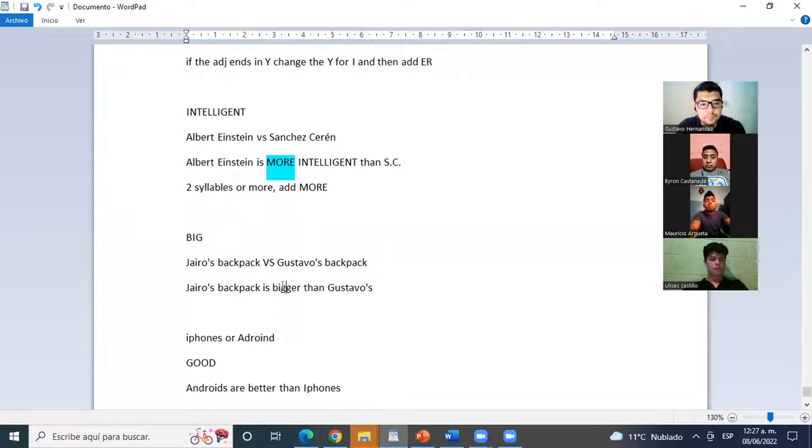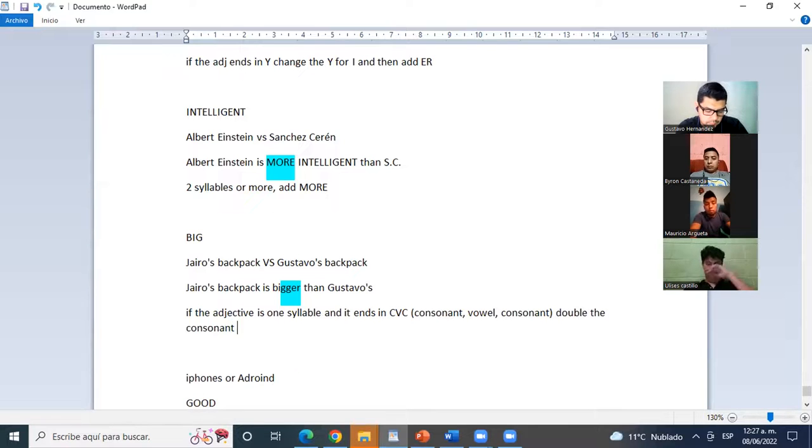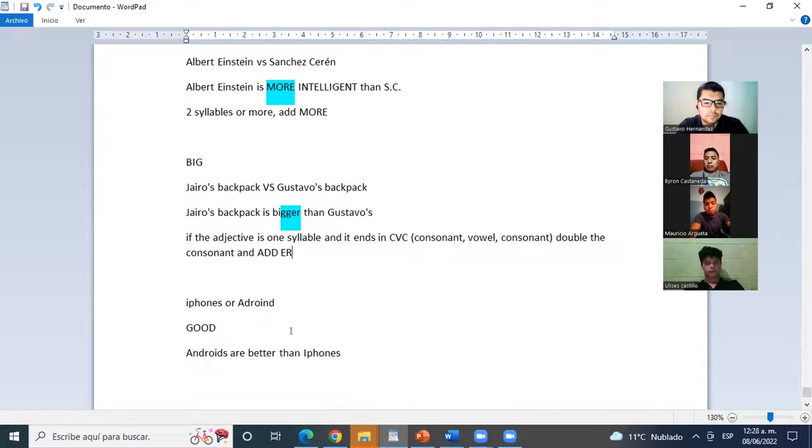All right, look. Why is it that here I had to put double G? Do you have any idea? Por ser consonante, vocal, consonante. Yes, if the adjective is one syllable and it ends in CVC, meaning consonant, vowel, consonant, you have to double the consonant, all right? Double the consonant and then add ER, okay? So the majority of them, guys, are gonna have ER, except when it's two syllables or more, you're going to add more. And finally, you have exceptions, all right?